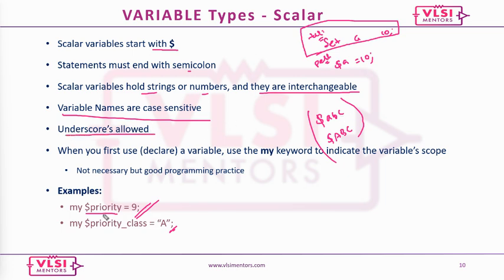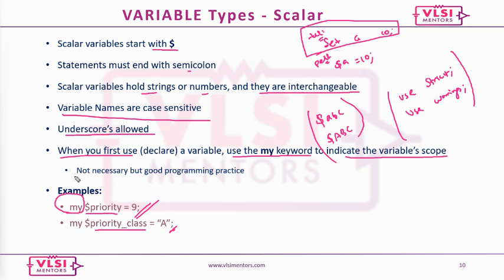Underscores are allowed, so variables can have underscores, like priority_class. The next important thing is, what is this my? We use 'use strict' and 'use warnings'. These two lines normally go in the script to check the syntax in a strict manner, telling the compiler to check the syntax in a stricter way. When you declare a variable for the first time, I always prefer using the my keyword to indicate the variable scope. Remember, it is not necessary, but it is good programming practice.